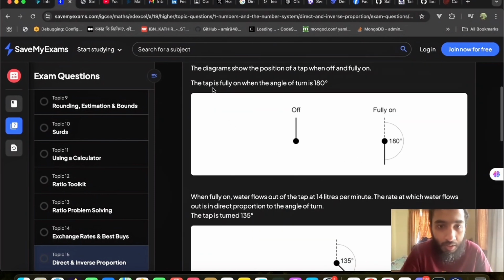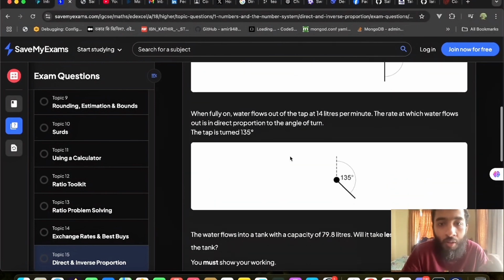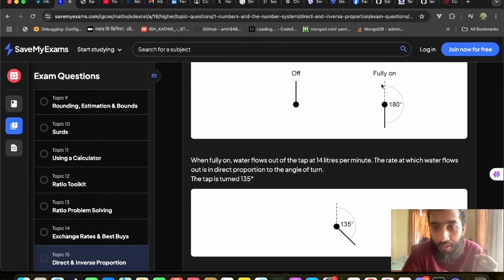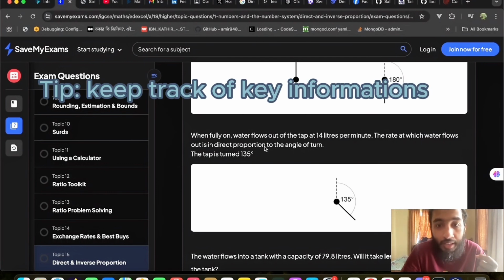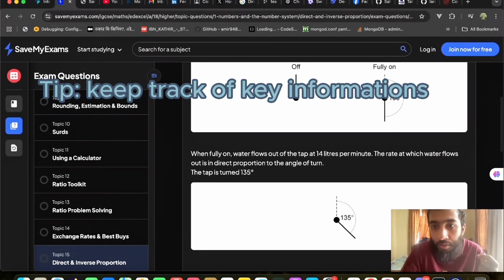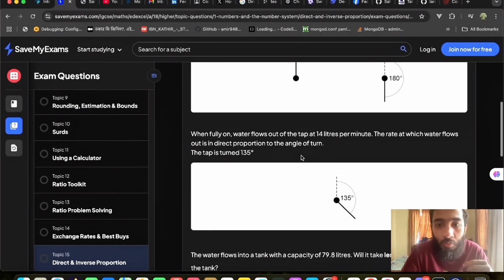The tap is fully on when the angle of turn is 180 degrees. When fully on, the water flows 14 liters per minute. The rate at which water flows is in direct proportion to the angle of turn. So according to the angle of turn, the water flows x liters per minute. When fully turned on, it's 14 liters per minute.